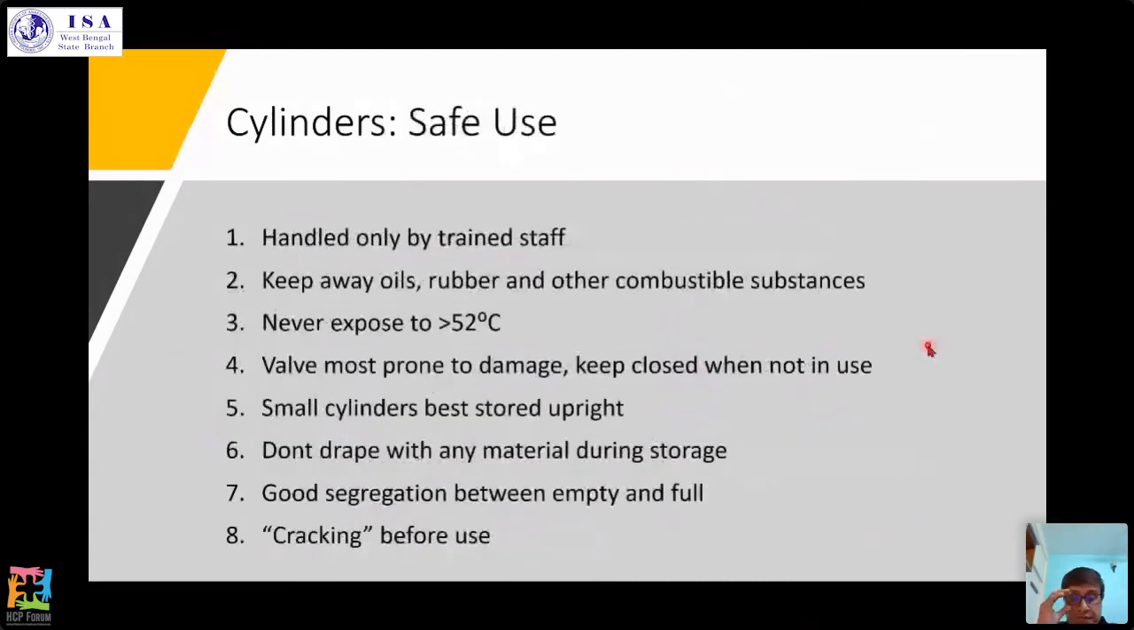The safe usage is a very big chapter. There are lots of points to be talked about, so we cannot talk about all of that here. Only a few salient features: to be handled only by trained staff, not to be manhandled in any way, kept away from oils, rubber, and other combustible substances, and never exposed to a high temperature.